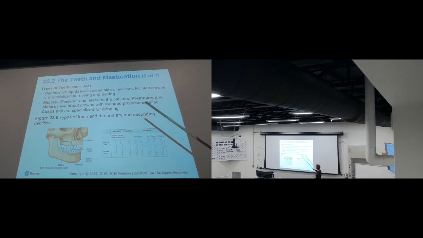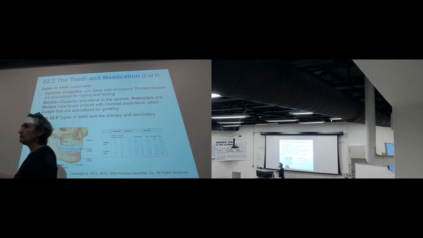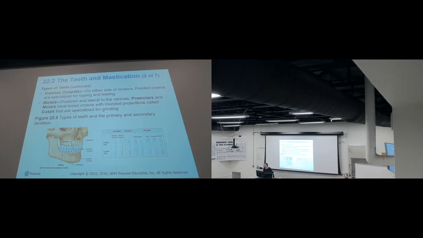So these premolars and the molars help to grind the food. Another name for these will be cusps, these teeth, and they are specialized for grinding. The premolars have a lesser surface area than the molars. But no matter what, both are equally important for grinding. Now, for molars in adults, we have three. We have first, second, and third. Sometimes the third doesn't erupt, and this is what we call the wisdom tooth, the third molar.